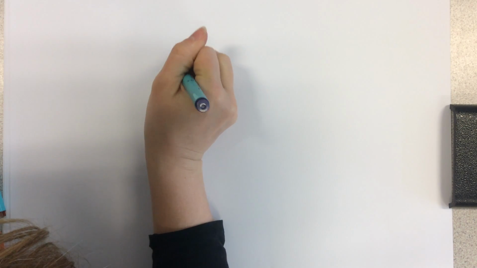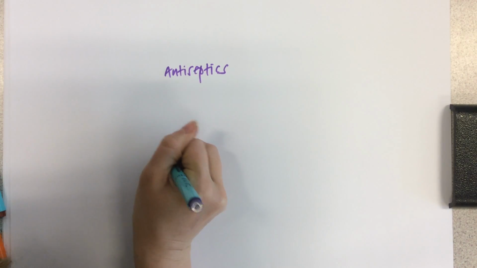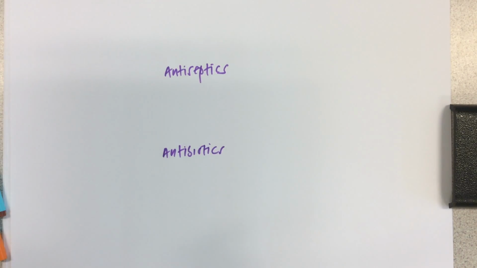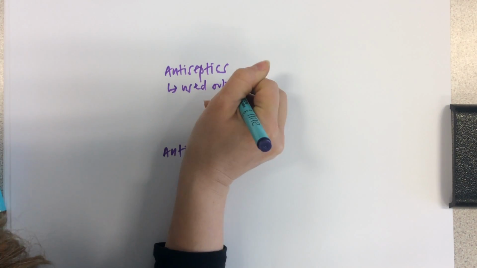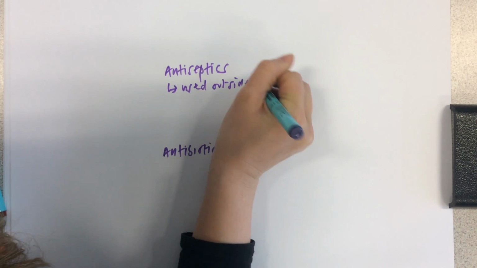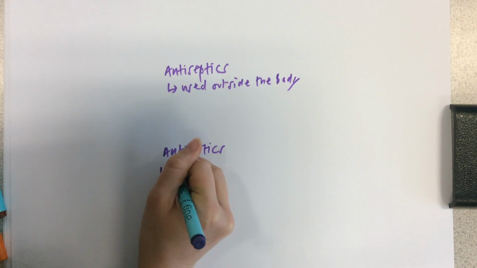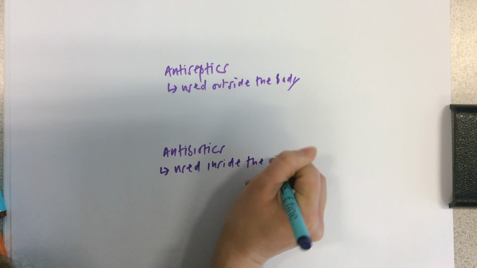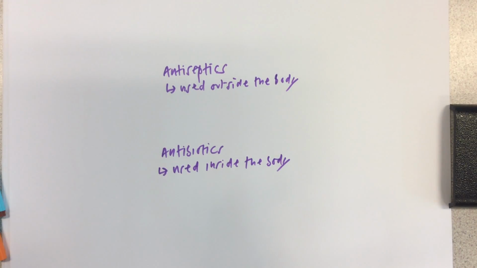Okay, in this video I'm going to talk to you about antiseptics, and I'm also going to talk to you about antibiotics and the simple differences between them. So antiseptics are used outside the body, and antibiotics are used inside the body. So that's one of the distinct differences, and I'll come to talk about this one in a second.